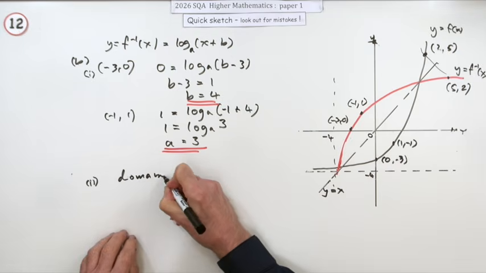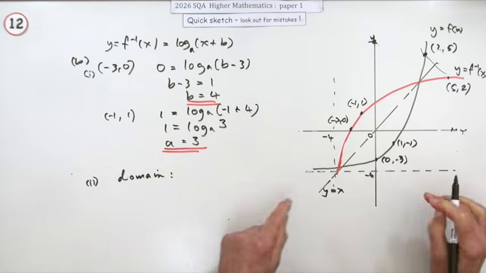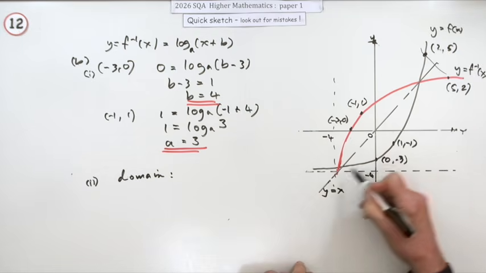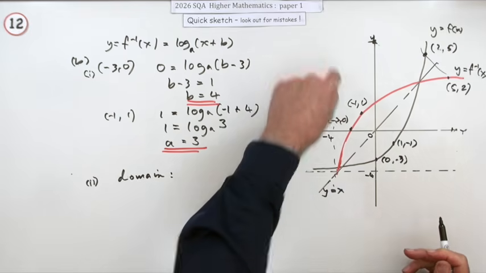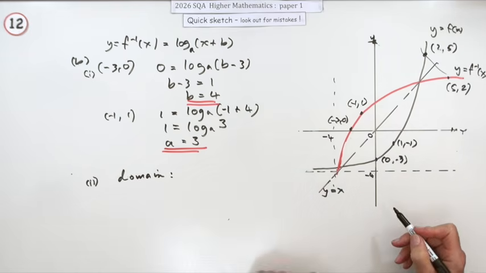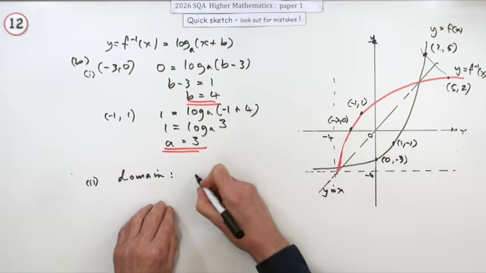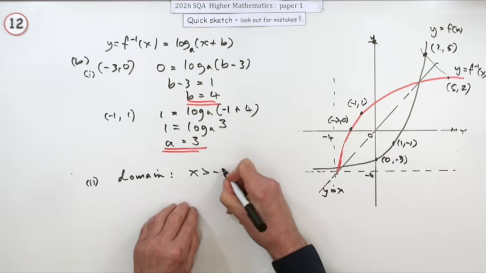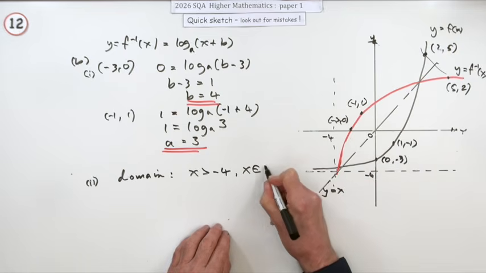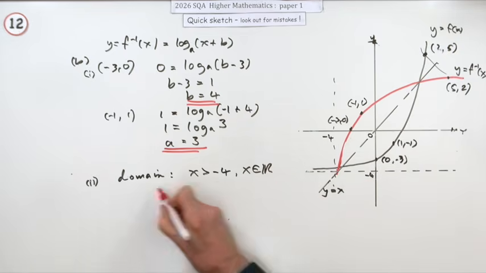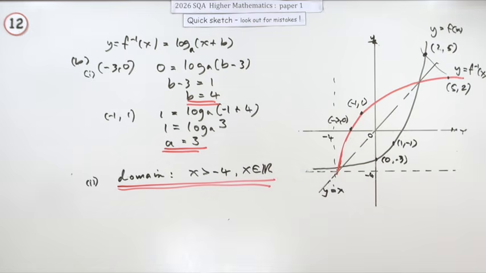Now part 2 asks for the domain. That means what are the values of x you can put in. Now that original graph couldn't get lower than -4, it couldn't even touch it. So that one can't get behind -4, and neither can it touch -4. So the domain is simply x has to be more than -4, because it can't reach it and it can't go behind it, where it can be any real number. And that's it all done now.